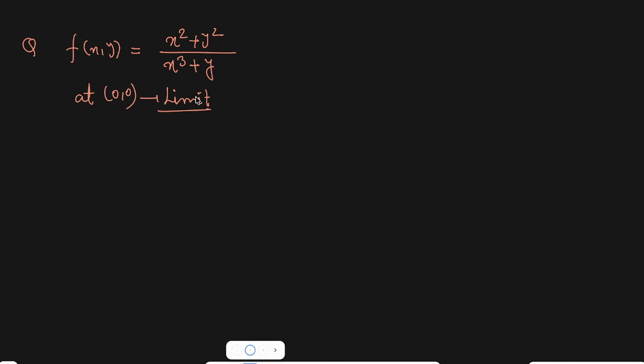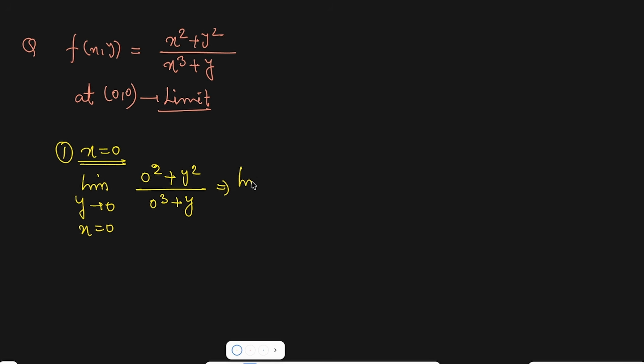I will simply suggest you to check for the limit. You start from x equals to 0. If x equals to 0, then what will happen? It is basically f of 0, y, so the limit y tending to 0 of 0 square plus y square upon 0 cube plus y. So it will be limit y tending to 0 and y square upon y will be y, and when I pass the limit it will be 0.